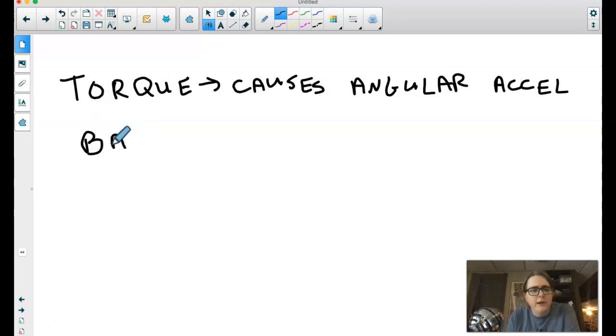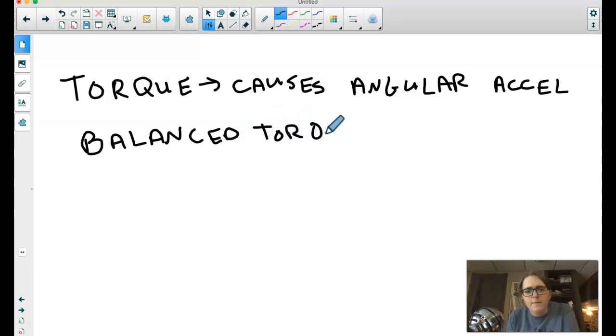Now, just like we could talk about balanced forces earlier this year, at this point we're going to focus on balanced torques. So balanced torques are going to define any situation where the net torque, so the total torque acting on some object, equals 0.